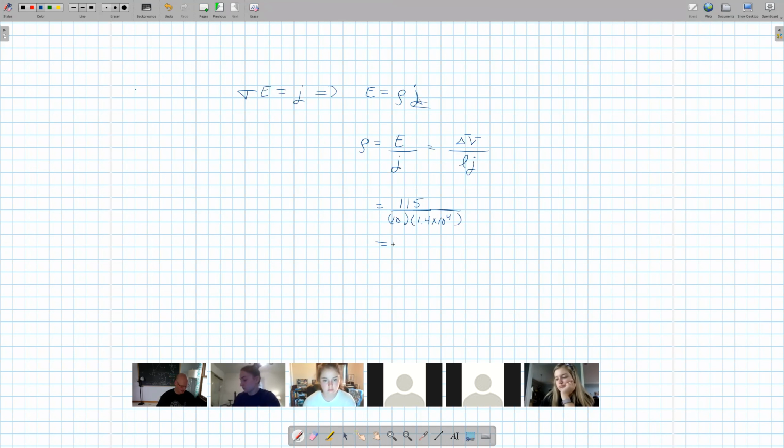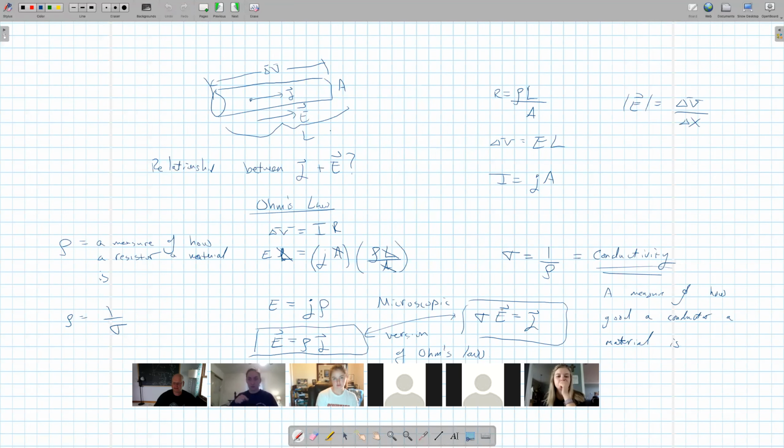So this gives me a resistivity of... let me find it in my phone. So this works out to be, when I finally find it, there it is, 8.2 times 10 to the minus 4 ohm meters. So this is our resistivity. Not too bad. So again, this is just a relationship between the electric field and the current density.